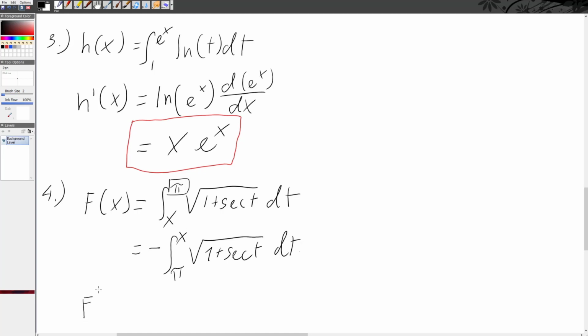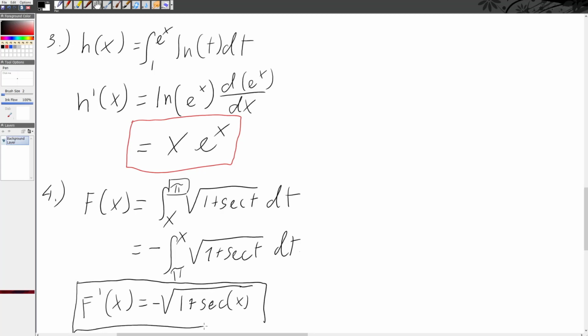This is just going to be standard. It's just a straight up application of the theorem. So it's going to be negative, the inside function, replaced with the upper limit of integration, and then the derivative of the upper limit of integration. In this case, it's just x, so it's just going to be 1.